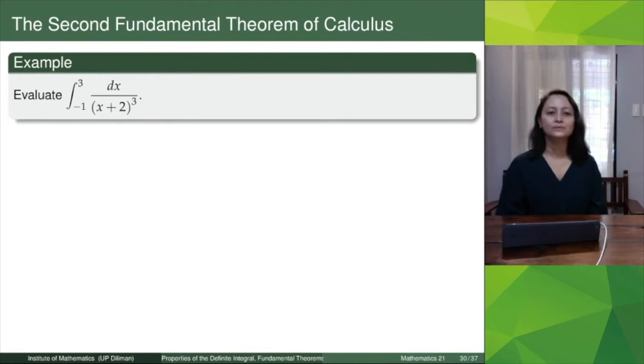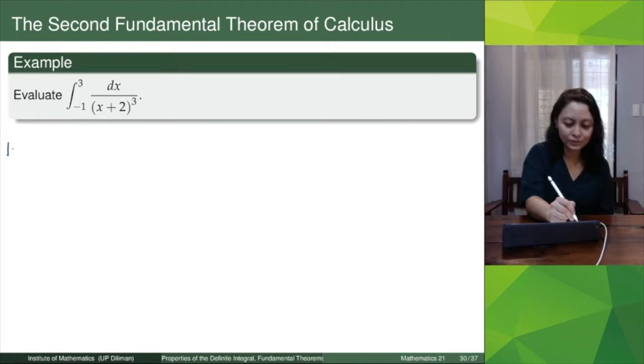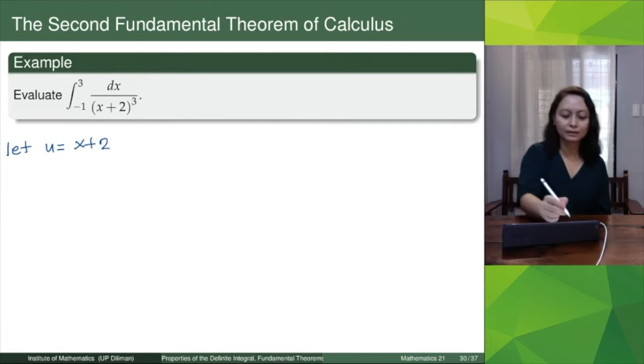Next, we want to get the integral from negative 1 to 3 of dx over (x plus 2) cubed. Una, ano muna yung antiderivative ng dx over (x plus 2) cubed? Naalala, anong kailangan natin gawin dito? We have to substitute. Ano yung pipiliin nyo na u? We let u be equal to x plus 2. If u is x plus 2, du is dx.